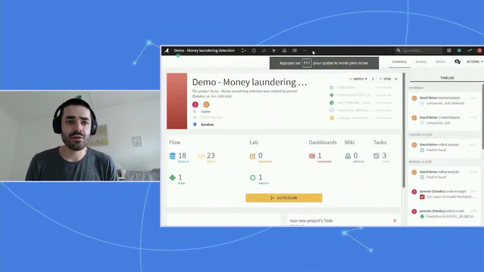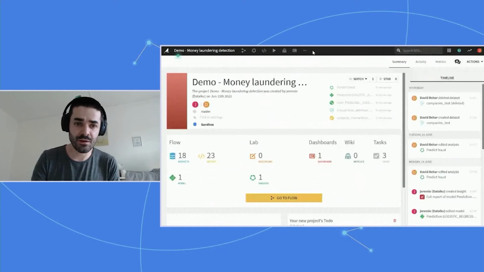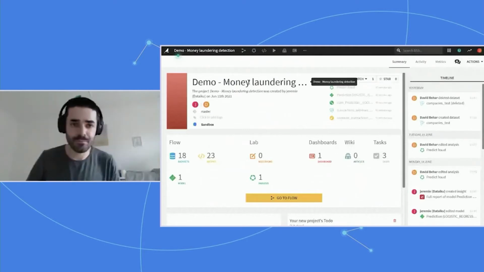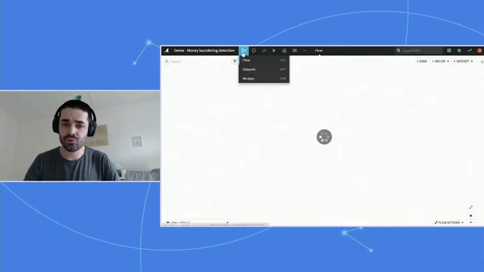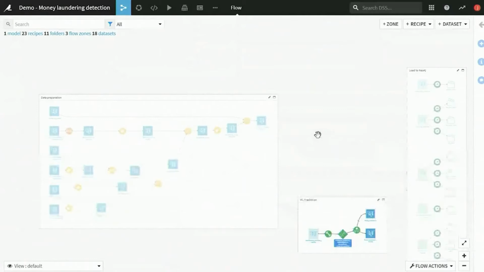So this is the Dataiku DSS interface. You can see some information about the demo, but what I'm interested in is the flow section. In that flow section, we are going to go together through the steps of our fraud project. We will discuss data preparation. Then we will build a machine learning prediction model. And finally, we will use all of that to build a graph. Okay, so let's get started.